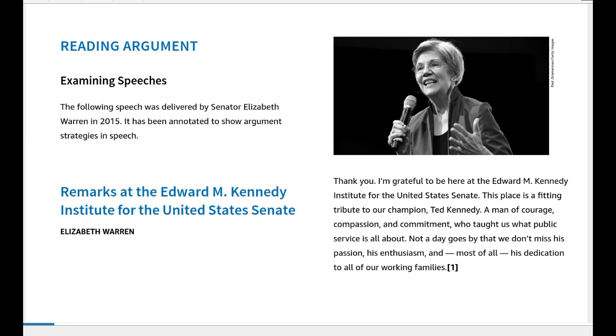Pre-reading argument. Examining speeches. The following speech was delivered by Senator Elizabeth Warren in 2015. It has been annotated to show argument strategies in the speech.